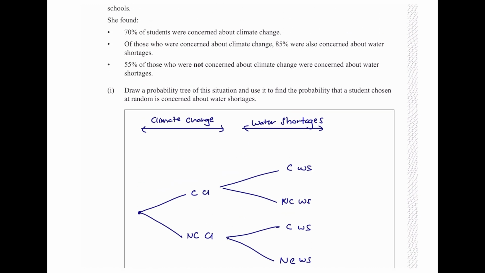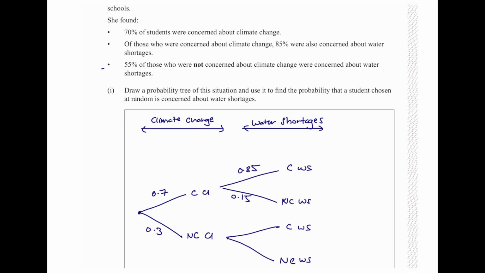So now we can go ahead and put our probabilities in. So 70% cared about climate change. And that means that 30% didn't, right? Because 1 minus 0.7 is 0.3. If they were concerned about climate change, 85% were also concerned about water shortages. So that's 0.85. That means that the complement, or 1 minus 0.85, gives us 0.15.